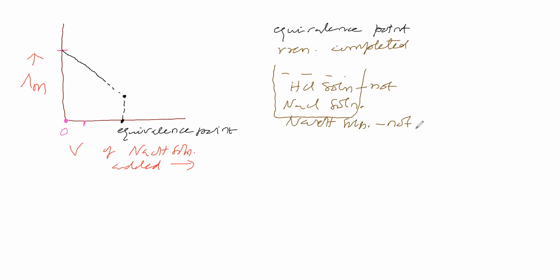Because equivalence point means what? The reaction is completed, which means there are no more reactants present. That is called the equivalence point. Sodium hydroxide completely reacts with HCl solution, and similarly HCl solution completely reacts with sodium hydroxide solution. So in the vessel, only sodium chloride solution is there. There is no HCl solution, and similarly there is no sodium hydroxide solution. That point is called the equivalence point.